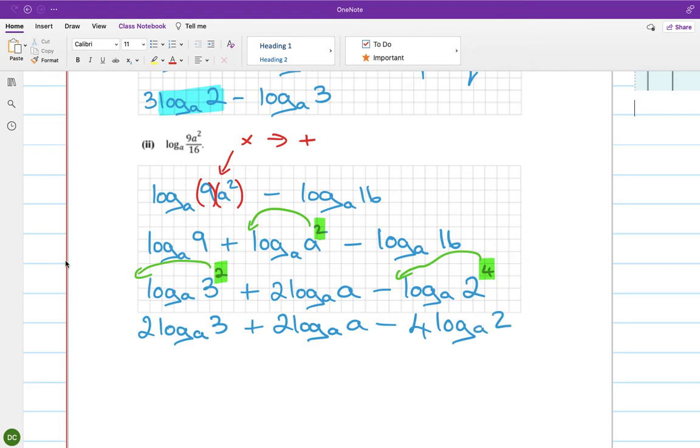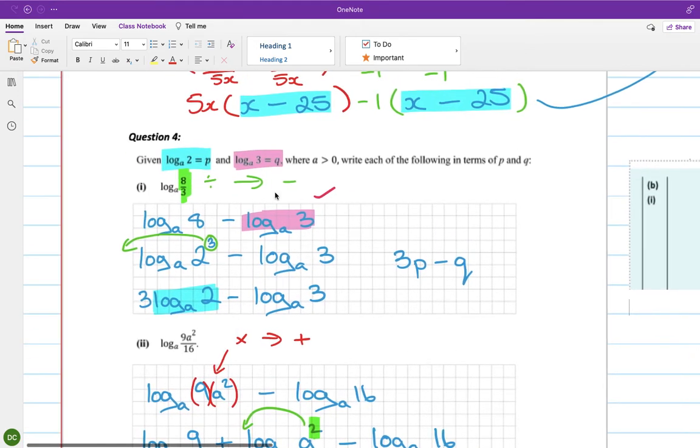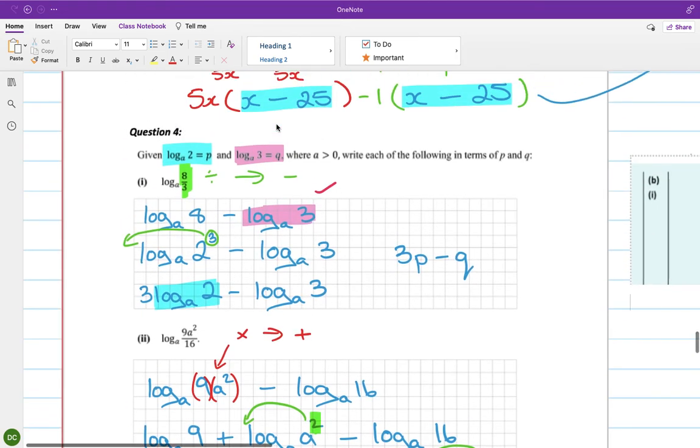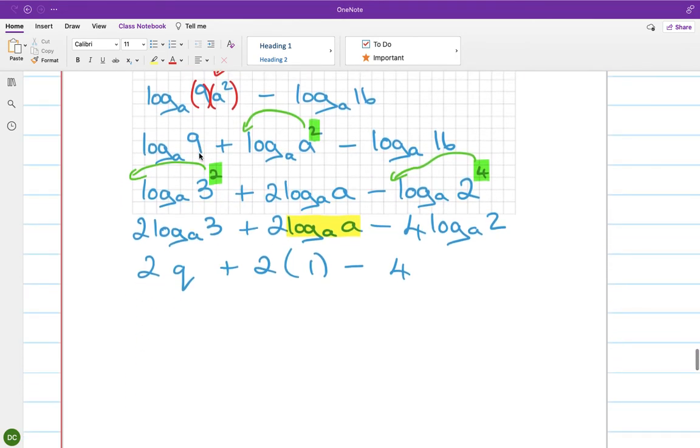Now, I can't remember which was which. Log to the base a of 3 was that one, so that's q. So that is 2q. Now this one is 2 times 1. Do you remember that? When the base and the argument match, it's just a 1. Like log to the base 3 of 3, log to the base 5 of 5, so that's just a 1. And then minus 4, so log to the base a of 2 must be p. Yeah, log to the base a of 2 is p, so that's 4p. So that gives me 2q plus 2 minus 4p, I think.